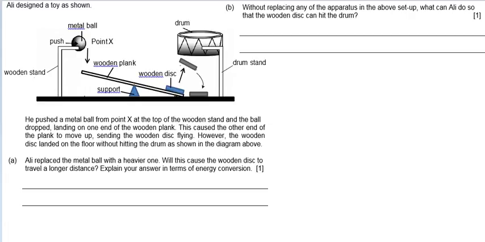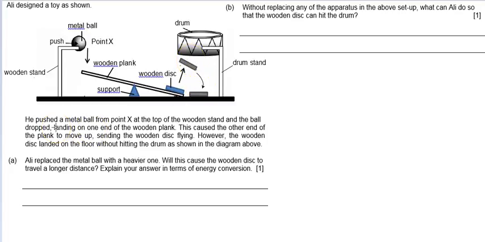Ali designed a toy shown. What happens is you put a metal ball on a wooden stand like that, and when you push the metal ball, it will go down, hitting the wooden plank that will transfer the downward force here onto an upward force here, causing the wooden disc to fly up, okay, as high as it can before dropping down.